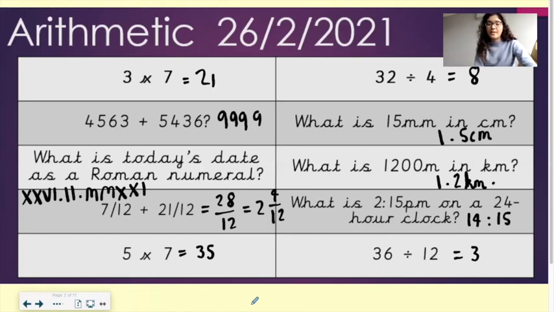What is 15 millimeters in centimeters? 1.5 centimeters. What is 1,200 meters in kilometers? 1.2 kilometers. What is 2:15 p.m. on a 24-hour clock? 14:15. 36 divided by 12 equals 3.